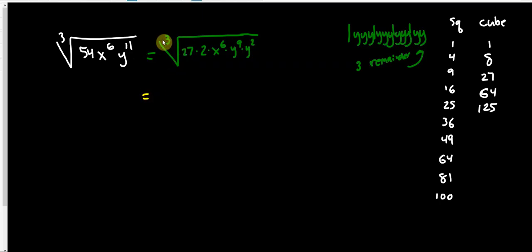Let's see. So what pieces in here are perfect cubes? 27. What's the cube root of 27? That's 3. 2 is going to stay in. That's staying in. Let's see. X to the 6. So 6 divided by 3 is 2. So x to the 2. Okay, we use that one. Y to the 9. 9 divided by 3 is 3. So y to the 3rd. We've used that one. And then last, y squared is going to stay in because there's not another group of 3 in there. All right, so what's still in here in the cube root? 2 and y squared. Okay.